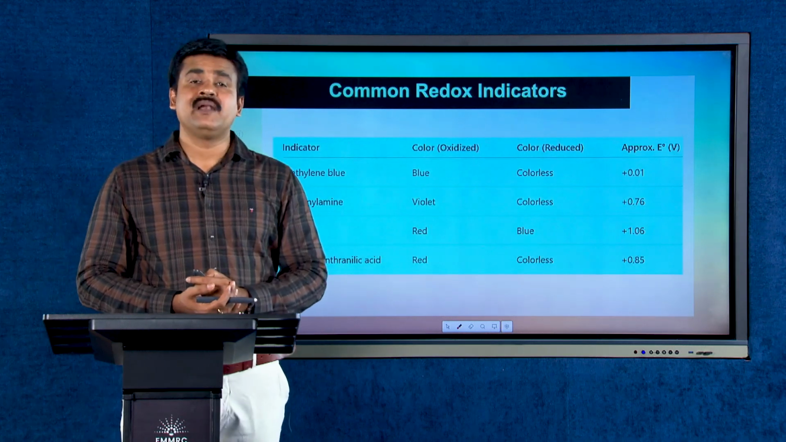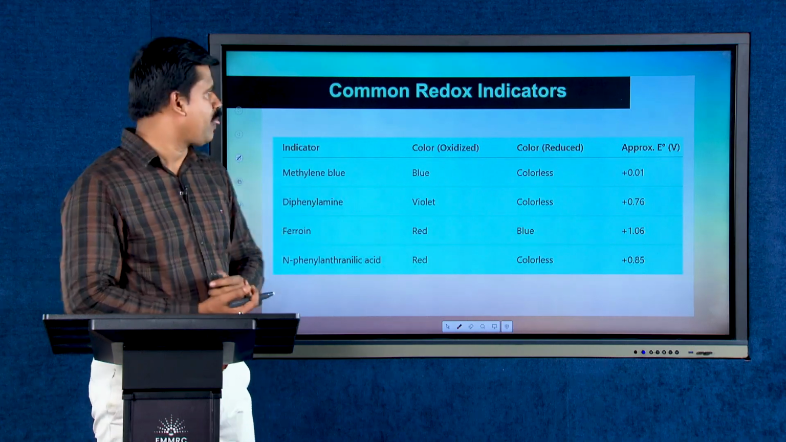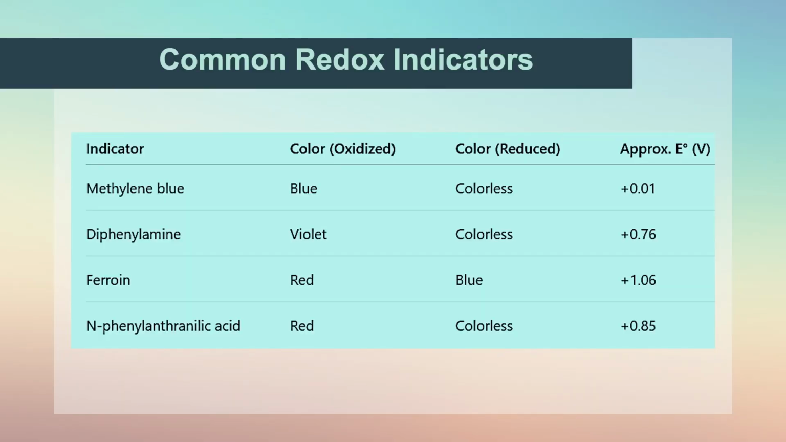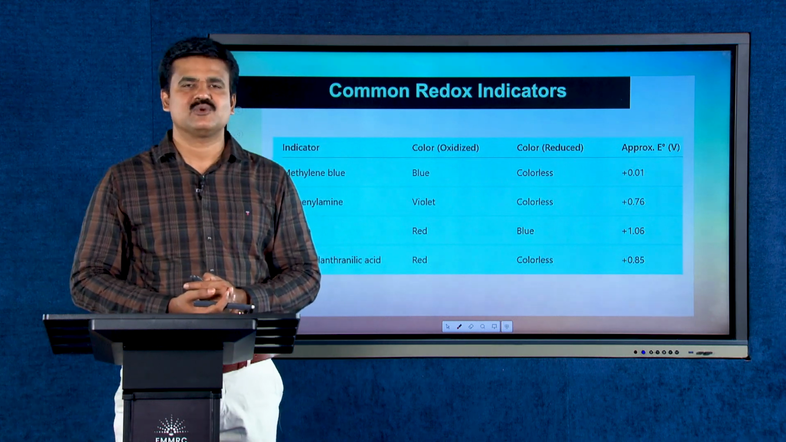Now, common redox indicators are given in tabular form here. The first column represents the indicators, then the color in oxidized form, the color in reduced form, and the approximate E0, the standard potential of the indicator, is also shown in the last column. We can have a glimpse of various popular redox indicators.